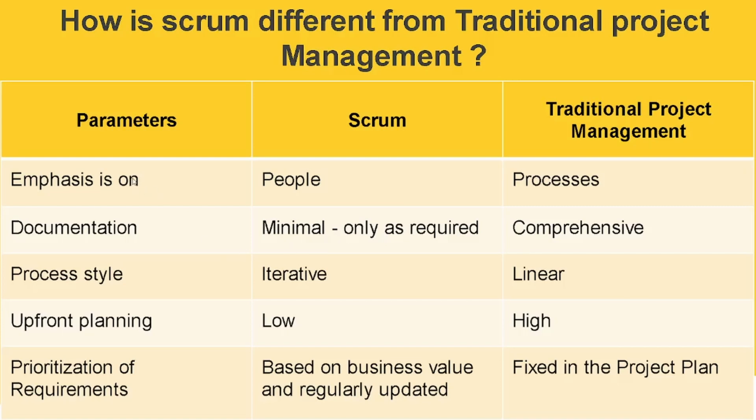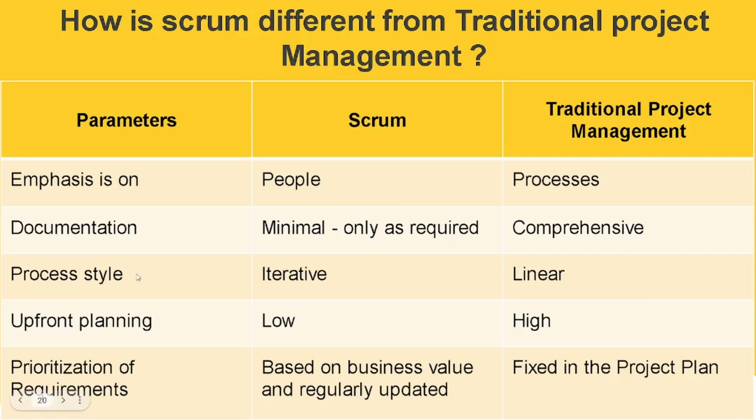So as you could see, the emphasis is on people in Scrum, whereas it is on process in traditional project management. Regarding documentation, Scrum suggests a minimal amount of documentation, only what is required. The reason being it will keep changing, right? That's the reason. Whereas in traditional project management, comprehensive documentation is required. So you might be doing low-level and high-level design, and you might be trying to fix everything even before starting the work.